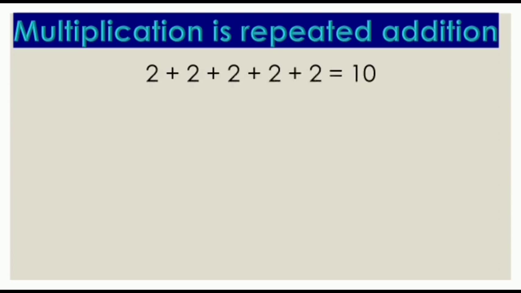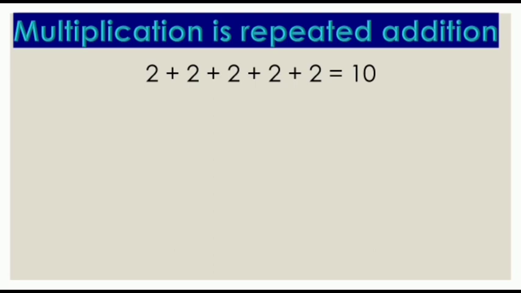Now look here, students. You can see the number 2 is being added how many times? 1, 2, 3, 4, 5. How many times is it being added? 5 times. So the answer is 10. 2 plus 2 plus 2 plus 2 plus 2 is equal to 10. You will get the answer as 10 because the number 2 is being added 5 times.